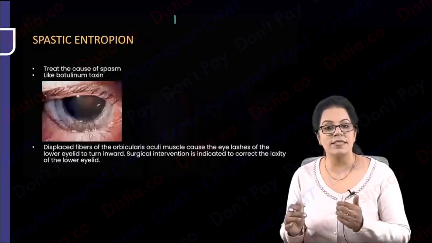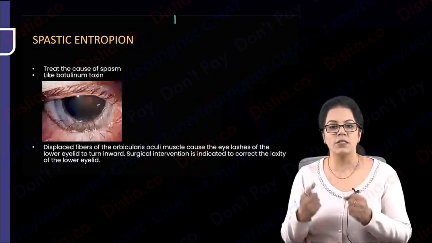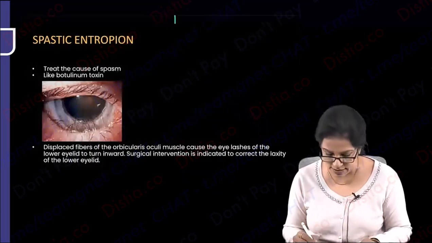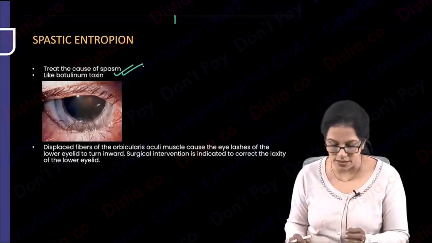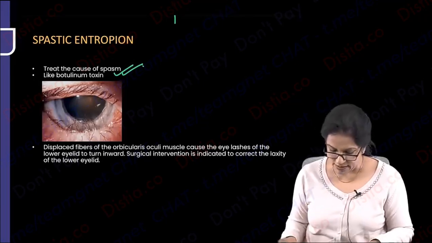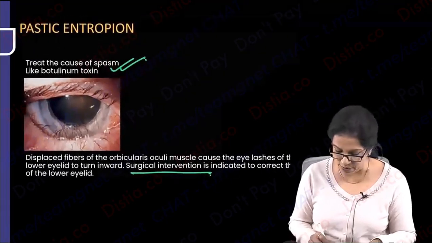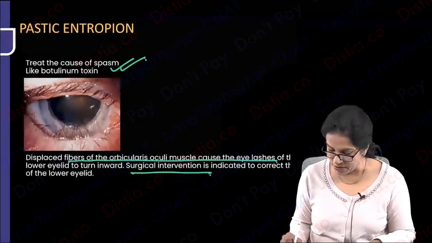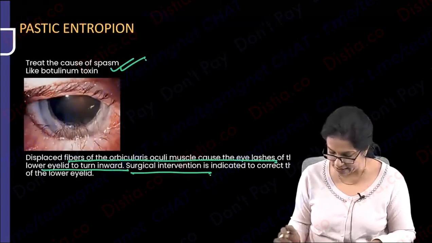We come to the next one, your spastic entropion. When you say spastic entropion, long-term patching has caused spasm of the muscles, and therefore we go for botulinum toxin. Mainly we are doing this to relieve the spasm, so keep this in mind. Sometimes if you want to go for surgical intervention, I'll just read this for you. The displaced fibers of orbicularis oculi muscle cause the lower eyelid to turn inward. In that case, you have to correct it.